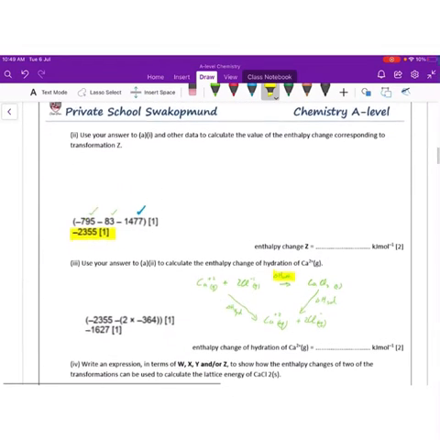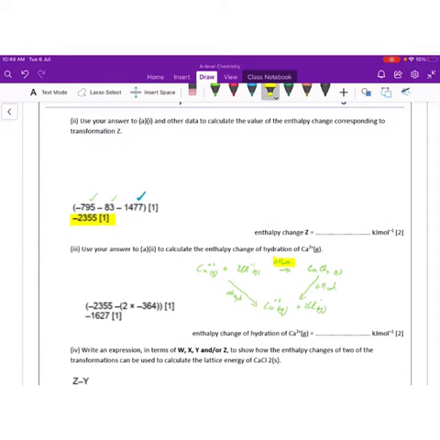Last question that they ask on this is calculate the enthalpy change of hydration, and I can do that now because I know I've got the whole enthalpy change of Z. I know what the enthalpy change of hydration for each chloride gaseous ion is, and what is left is my enthalpy change of hydration for calcium. Okay, so quite a humdinger of a question for 6 marks.